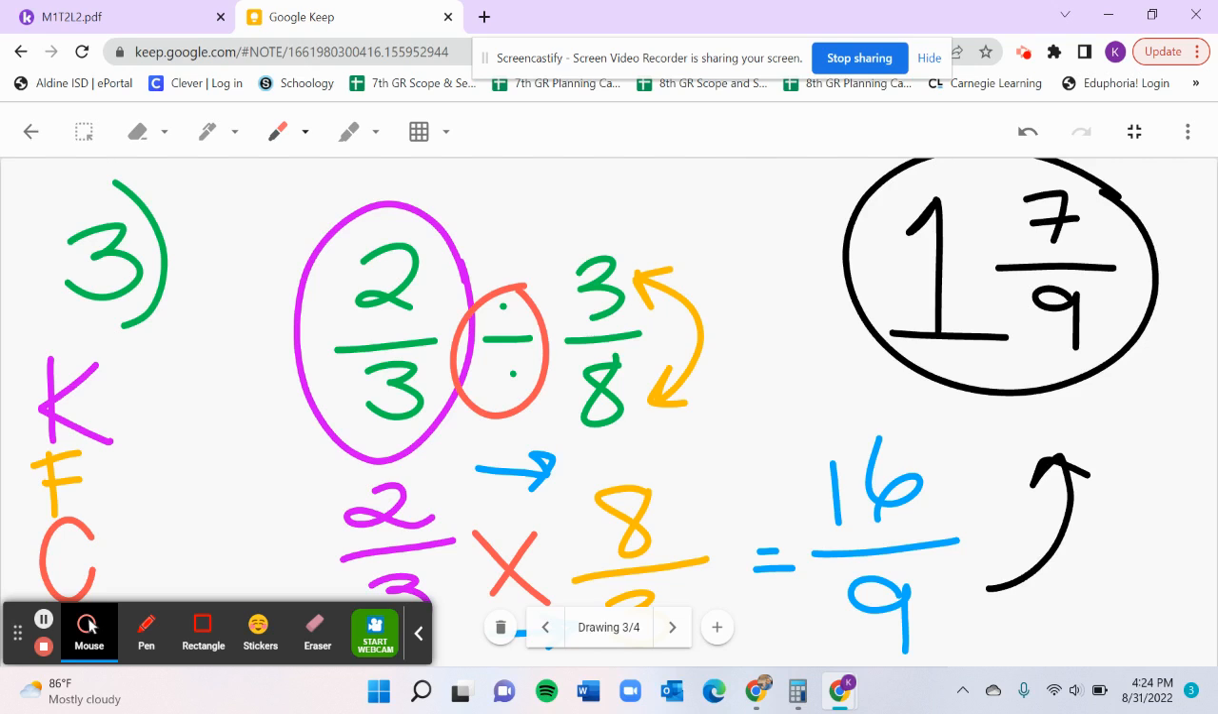And when you simplify that, you should have gotten 1 whole and 7/9. Because think about how many nines can you take out of 16? You can take 1 whole group of 9, and then you have 7 left over.